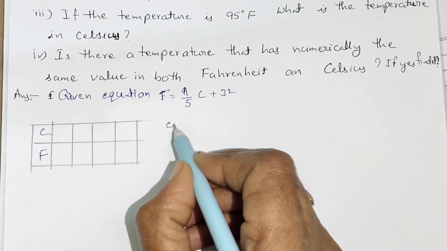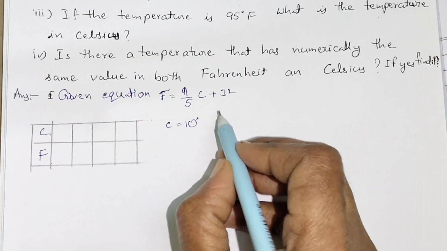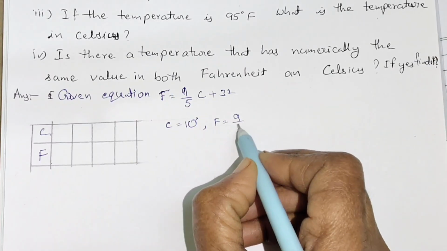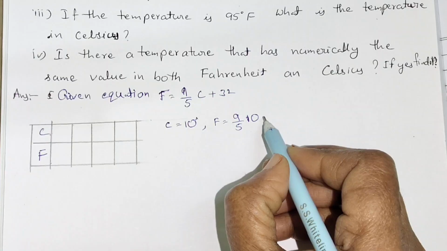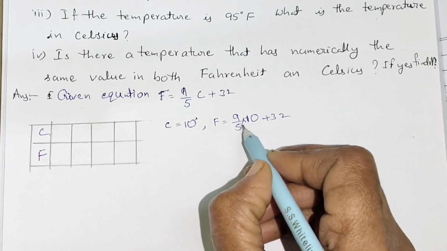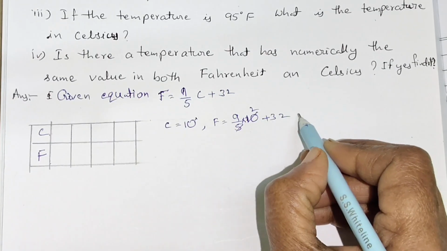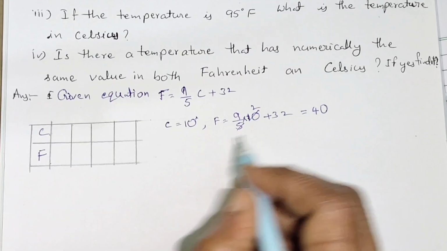Now C equal to 10 degrees centigrade. So Fahrenheit is equal to 9 by 5 into 10 plus 32. Here 5 twos are 10, 9 twos are 18, plus 32, so 50 is the Fahrenheit.